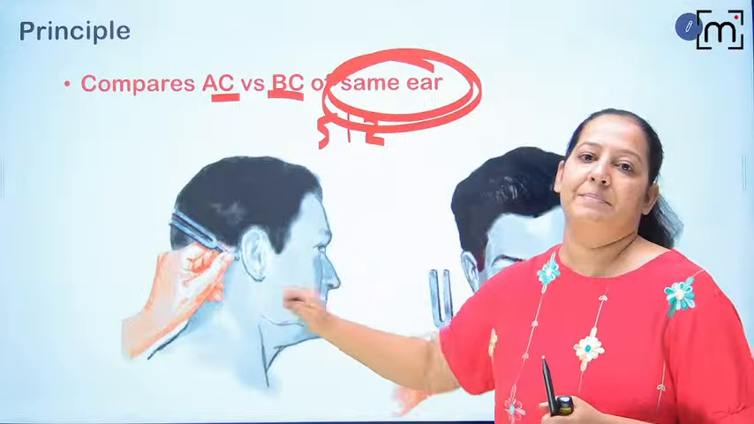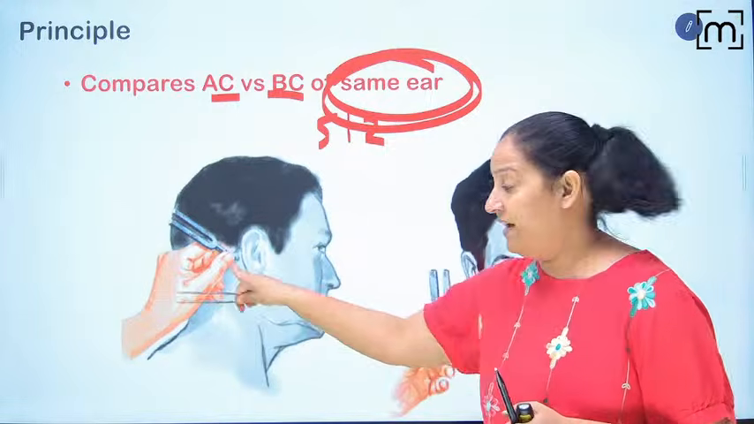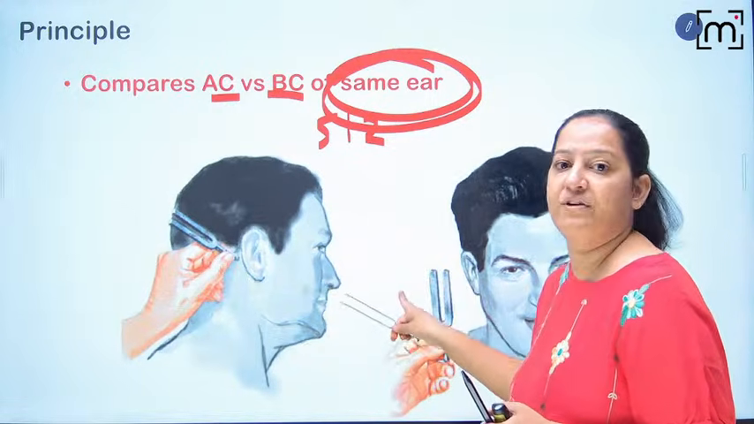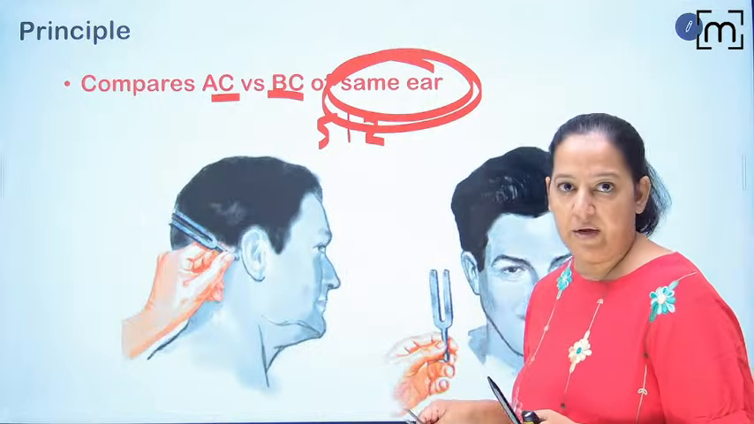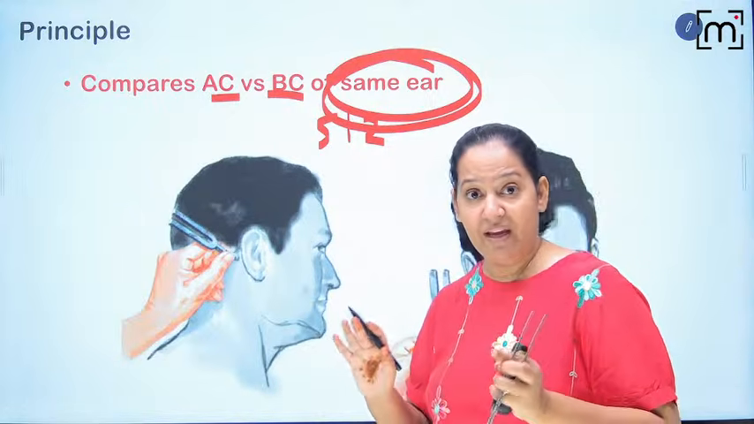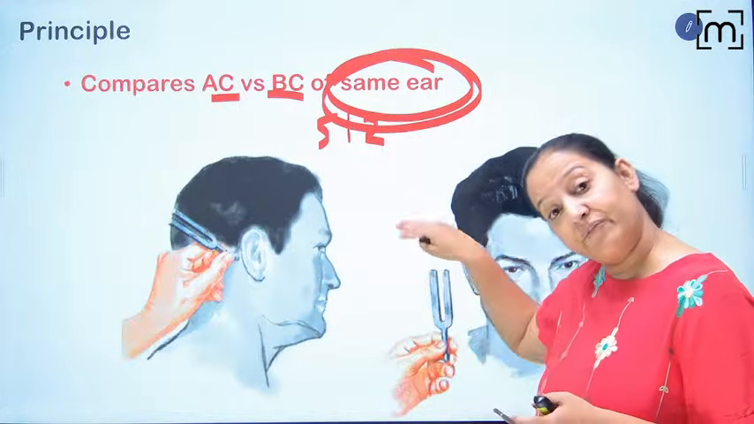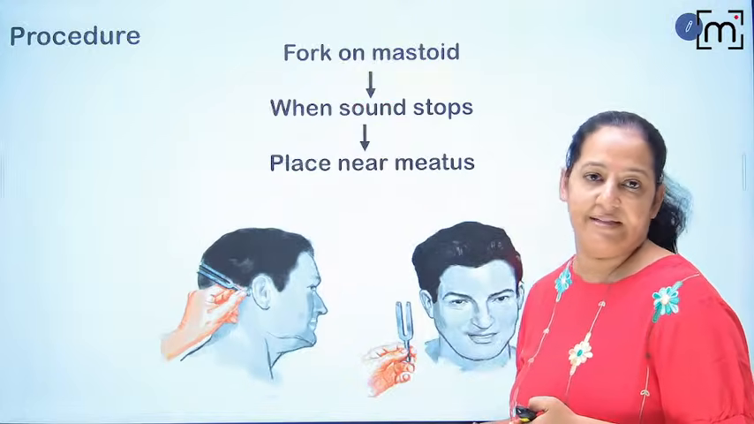Normally, AC is longer than BC. Normally, it should be heard. Here, it is not being heard, so immediately I shifted here, but it should continue over here. Normally, what I am doing here is comparing the BC and AC of the same ear of the patient. That is the principle.